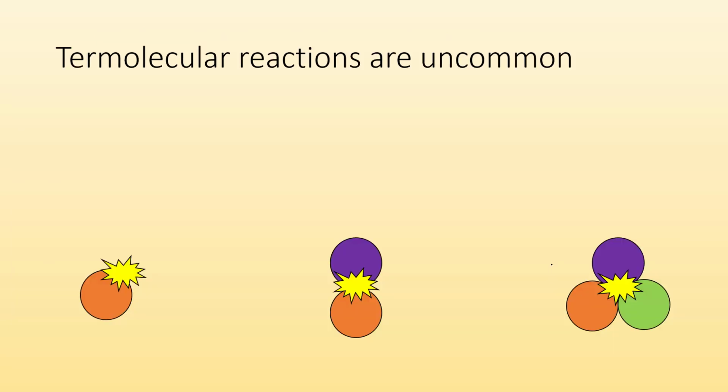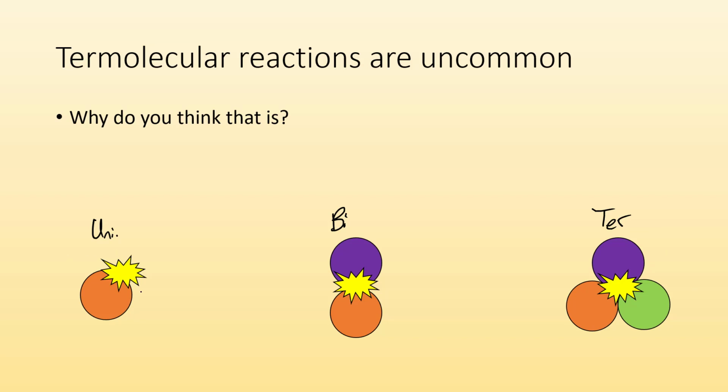So here's the thing about termolecular reactions: they're pretty uncommon. So why do you think that is? Well, let's take a look. Here I have a unimolecular process, I have a bimolecular process, and I have a termolecular process. Which one do you think is the least likely to occur?